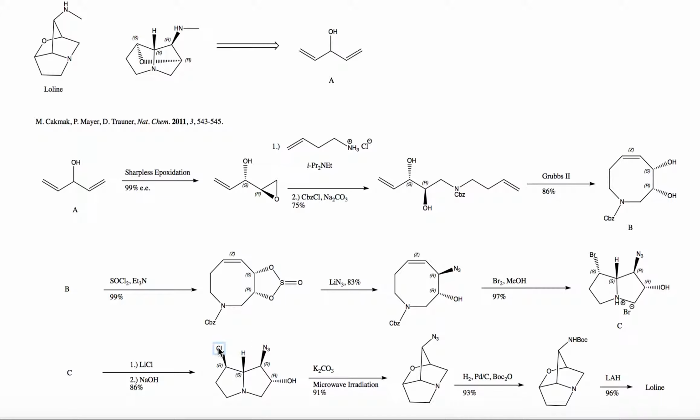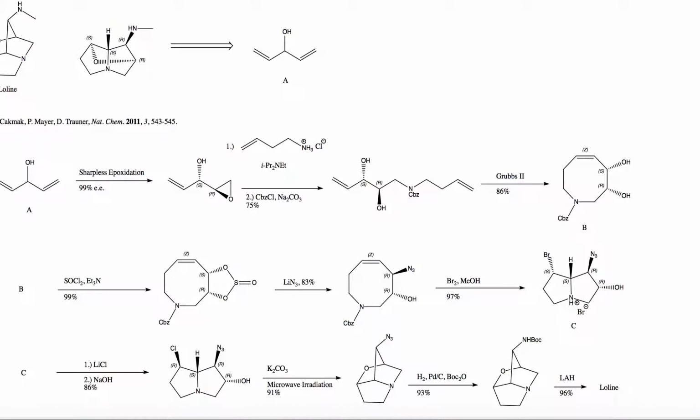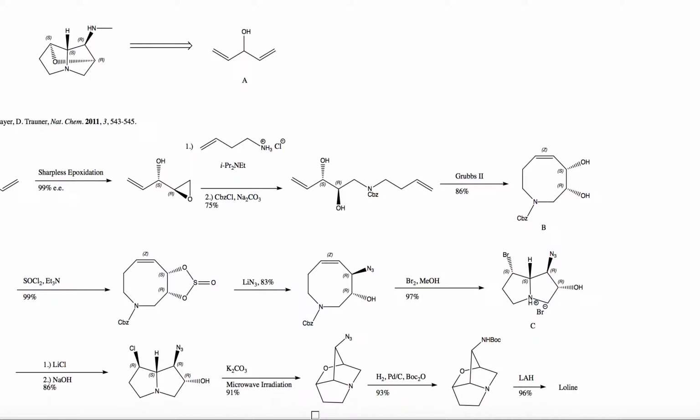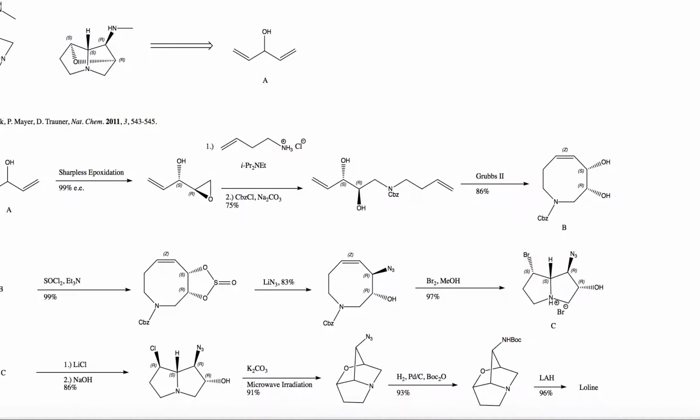One interesting thing about this step is that these things look rather far away on the two-dimensional drawing, but if you draw this puckered conformation, you just imagine you have this conformation here, but without this attached. They're actually pretty close, and it makes the reaction feasible. After this, simple reduction of the azide by hydrogen and palladium on carbon, and then protecting it with Boc anhydride, and then a lithium aluminum hydride reduction to Loline.